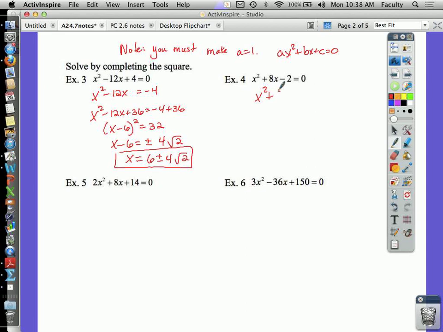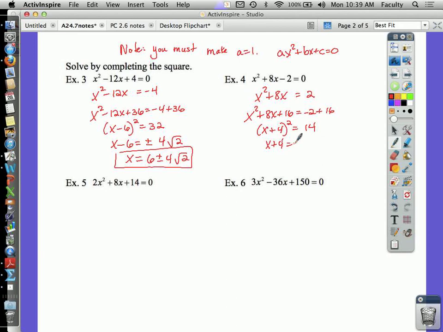Alright, so here we go. Example 4. You need to move the constant over to the other side. Now we do need to make sure a is 1, and in this case it's 1. Then we're going to take half of 8, which is 4, and square it. So we're going to add 16 to both sides. Then the left side is a perfect square trinomial, so we can write that as x plus 4 squared equals 14. Then we're going to take the square root of both sides.